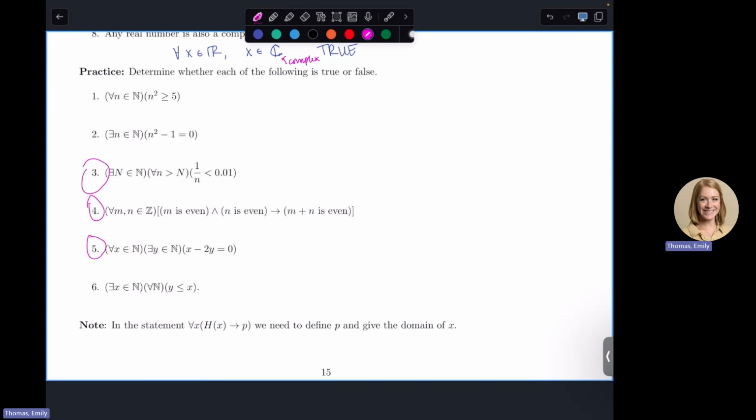No, I'll do it. There exists an n in the natural numbers such that for all numbers bigger than it, 1 over n is less than 0.01. That is quite a statement to be making. Okay, so can you come up with an n that any number bigger than it we could put there and make this true?